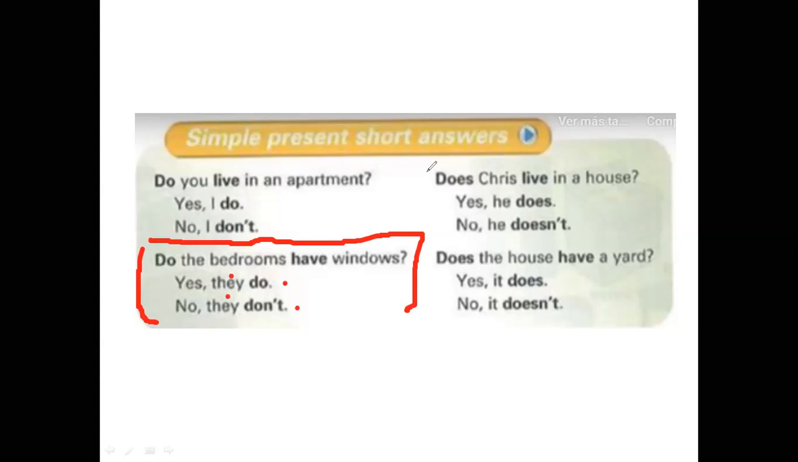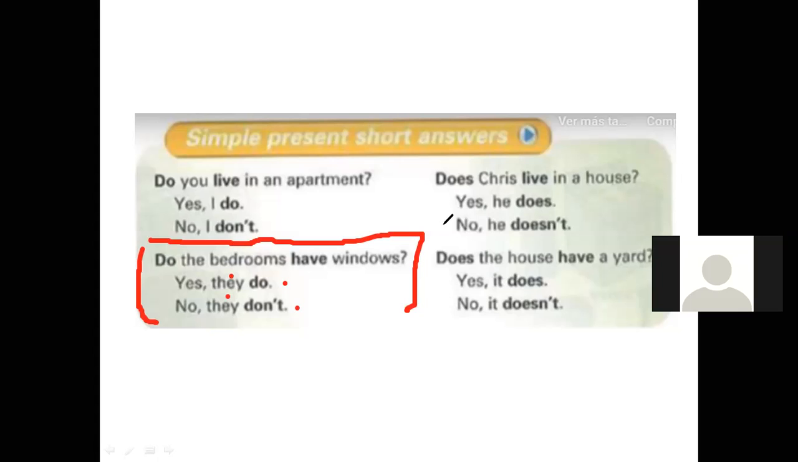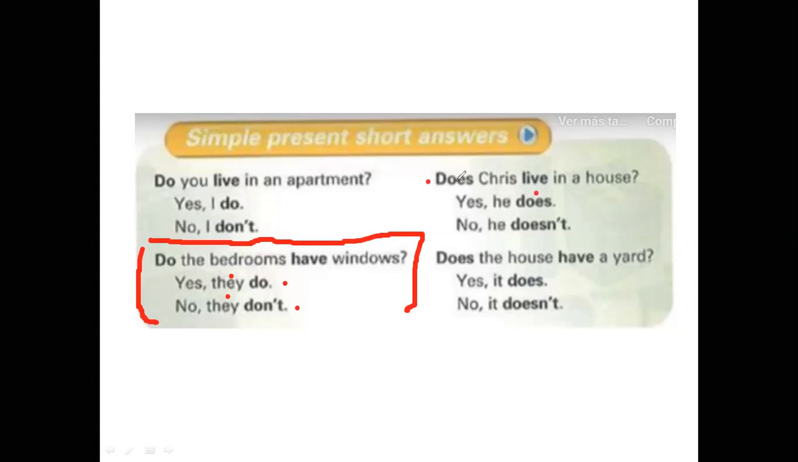All right, how about here? Next question, can you read it, please, Veronica? Does Chris live in the house? Yes, he does. No, he does not. All right, look, here we have does, okay? Does Chris live in the house? Yes, he does. Or no, he doesn't. Chris is a boy, right? So we say he.